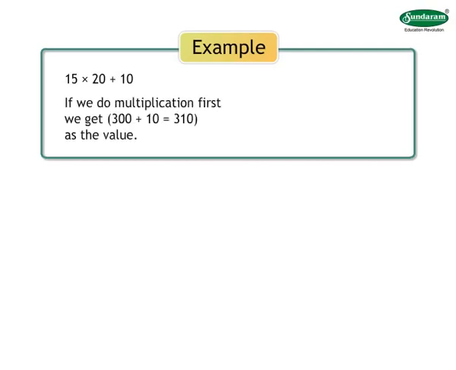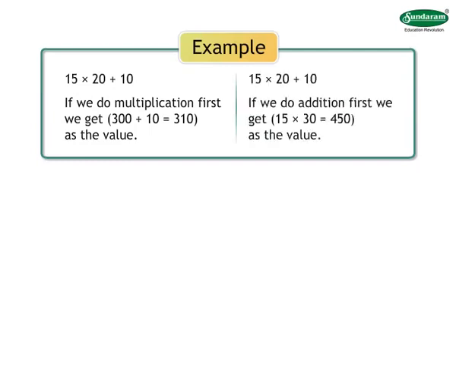If we do multiplication first, we get 300 plus 10, which equals 310 as value. If we do addition first, we get 15 into 30, which equals 450 as the value. There is confusion as to which value is correct. In order to avoid such confusion, we follow a fixed method.